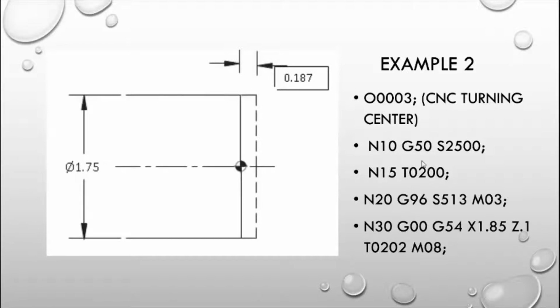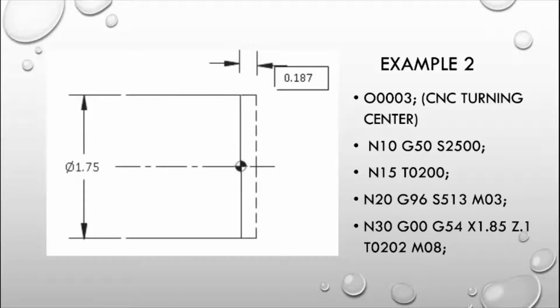N10 is the block number, G50 is the maximum spindle speed, S2500 is the spindle speed value, N15 is the sequence number, T0200 is the tool number, N20 is the sequence number, G96 is constant surface speed. So this value is 513. M03 is the spindle on in clockwise direction. N30 is again the sequence number. G00 is the rapid traverse. G54 is the work coordinate system. The value of X is 1.85, Z equals 0.1. The tool comes to this position.